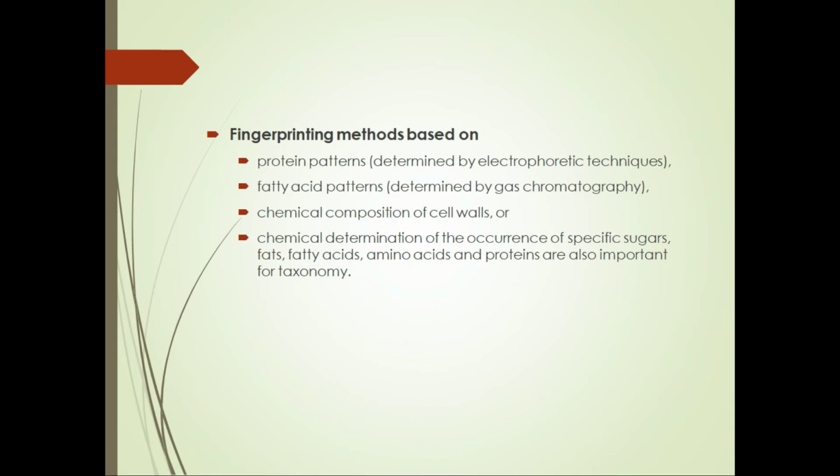Fatty acid profile determined by gas chromatography, chemical composition of cell walls, or presence of some specific sugars, fats, fatty acids, amino acids, and proteins. These are also important for taxonomy. So we can have fingerprinting based on genetic characteristics. We can also have fingerprinting based on metabolites, based on other constituents of bacterial cell.